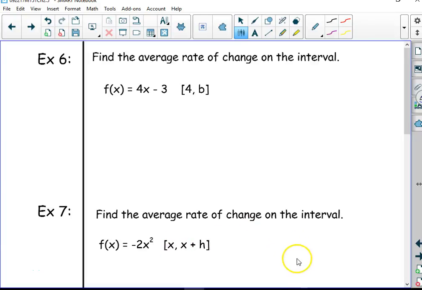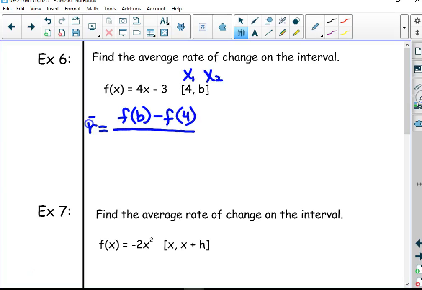Okay, here's where the average rate of change gets a little weird because they're not giving us numbers anymore. And there's some reasons for this. It has to do with math that's ahead of you. But we can still do this. Our average rate of change is going to be f of b minus f of 4 all over b minus 4.